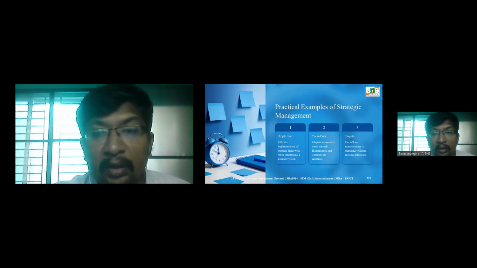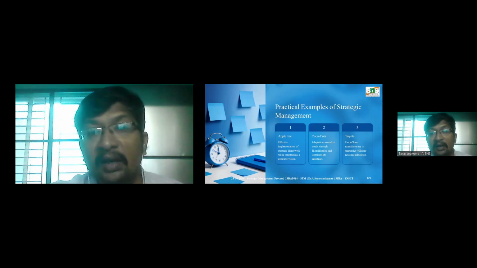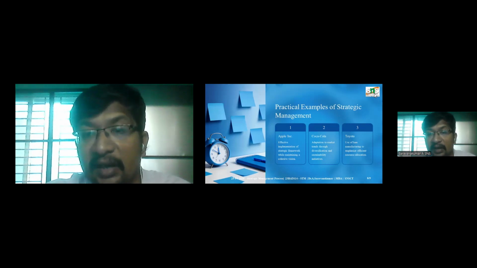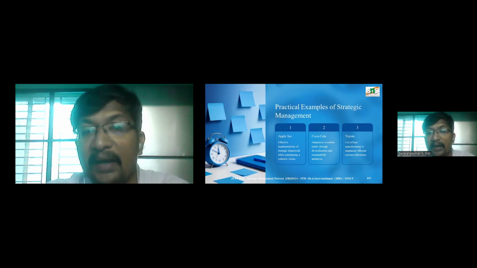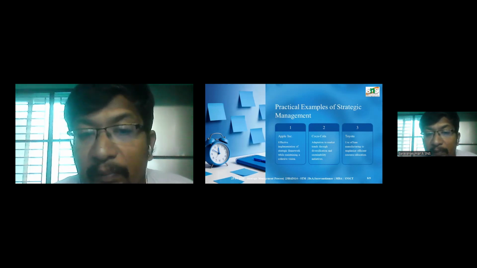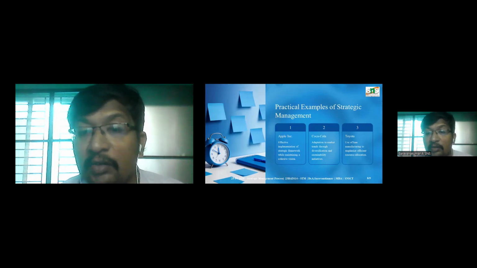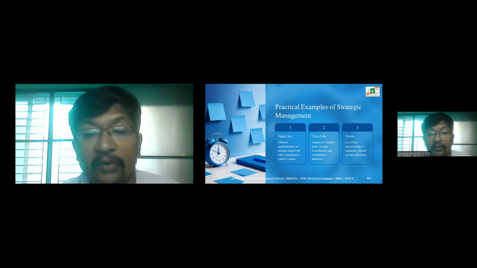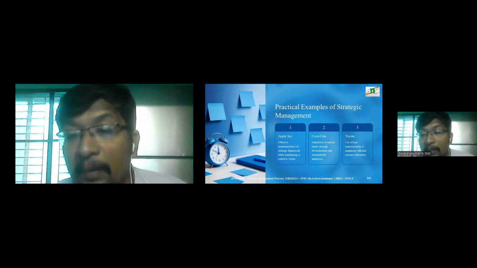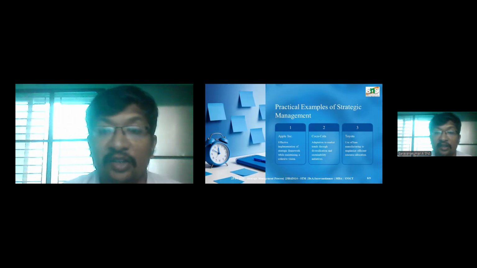Now we have discussed design thinking. It will be implemented in the strategic management process. What are the practical examples we have seen? Apple: effective implementation of a strategic framework while maintaining a cohesive vision. Coca-Cola: adaptation to market trends through diversification and sustainability initiatives. Toyota: use of lean manufacturing to emphasize efficient resource allocation.